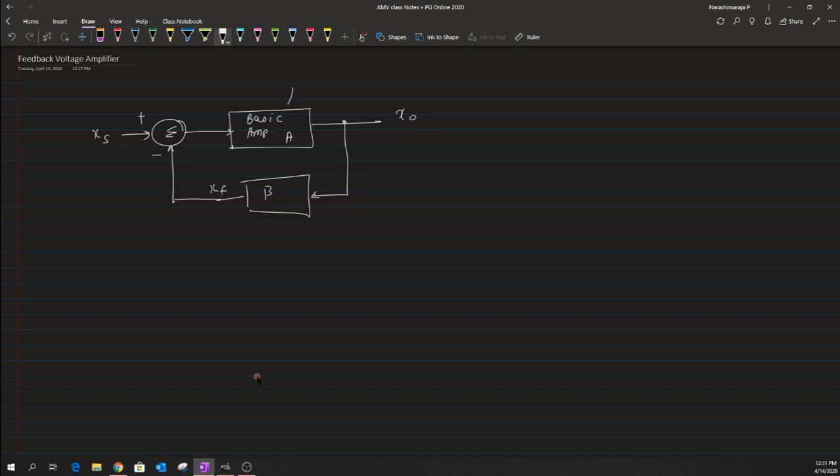And for this basic amplifier, we had discussed four different types of amplifiers that we can fix here. We discussed the voltage amplifier, and then the current amplifier, and then the transconductance amplifier, and the third is the trans resistance amplifier.